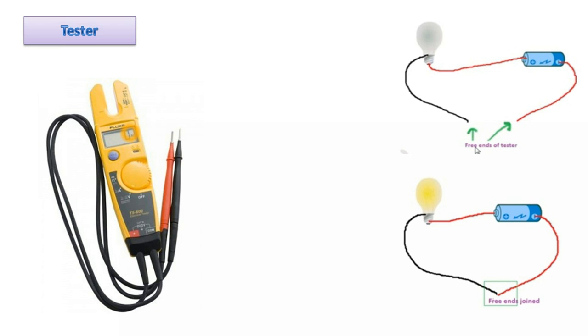So now that we have a tester, with this tester we can test the conductivity of a lot of substances, and we are going to do that in the next few slides. So we are now ready with our tester.